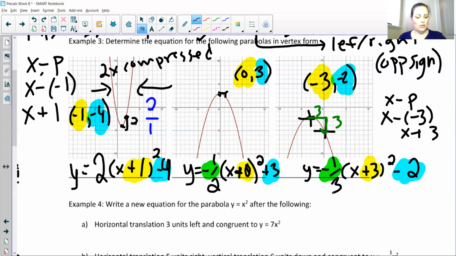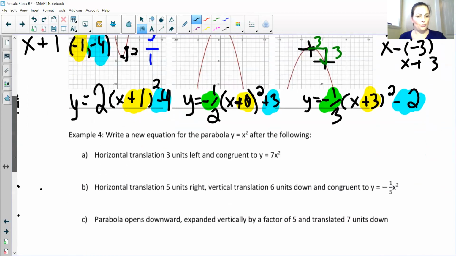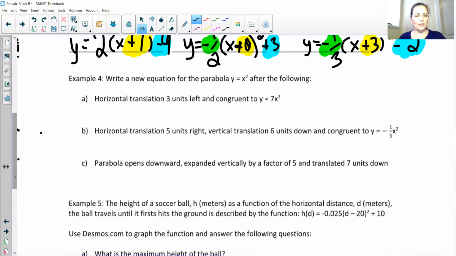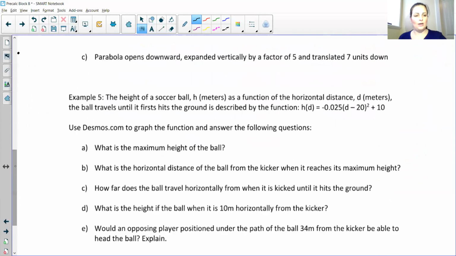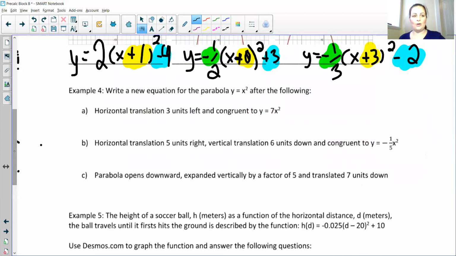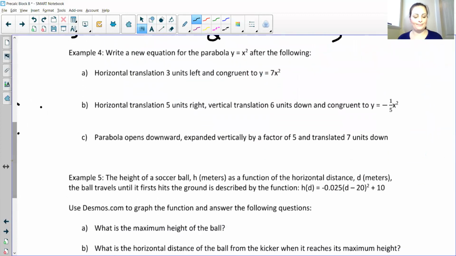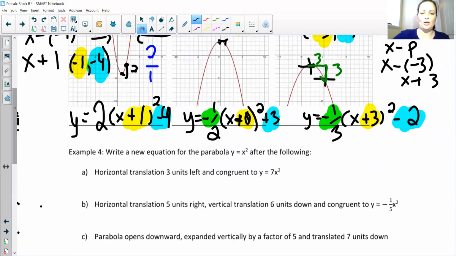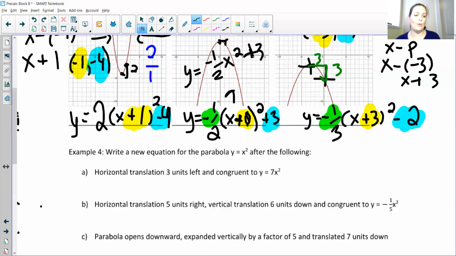All right, so this next part are some word problems. I want you to pause it here and try them. Oh, one last thing I forgot to mention is this one over here where it was x plus 0. You could rewrite this one as y equals -1/2 x squared plus 3, because there's nothing in the bracket. You can simplify that and have it written out that way too.